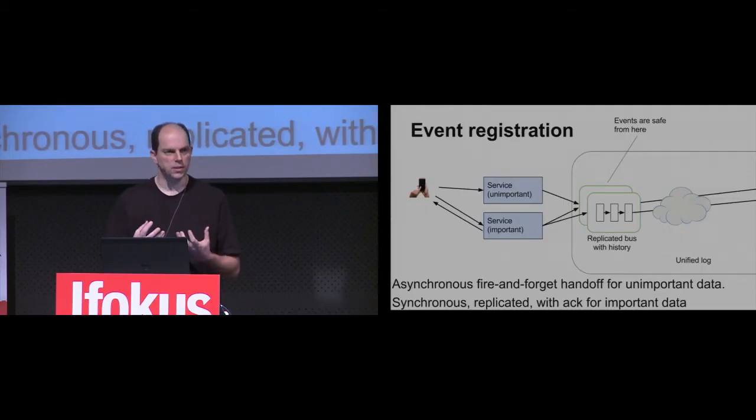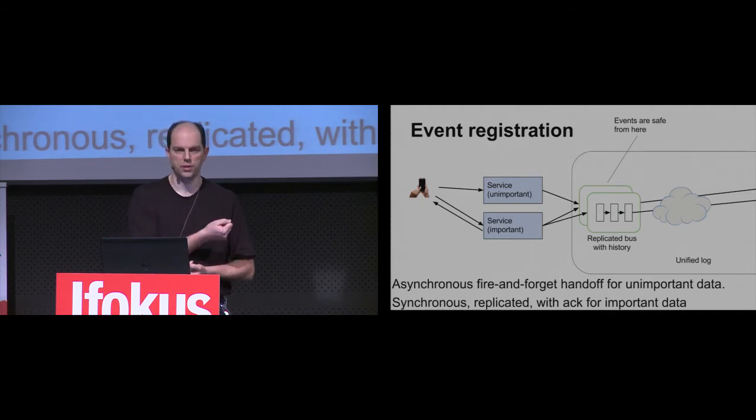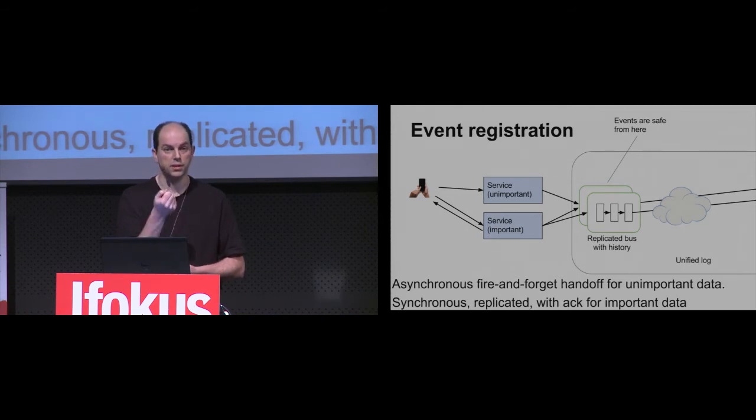You can make this highly reliable and also use it for really valuable events if you do synchronous handoff from the unreliable devices to your log. Because once they're in the log and they're replicated and you get an ACK from the log, they are guaranteed to eventually be delivered even in the face of single machine failures. You can use the same system both for high value data and for low value data. The only difference is in the handoff, synchronous or asynchronous.